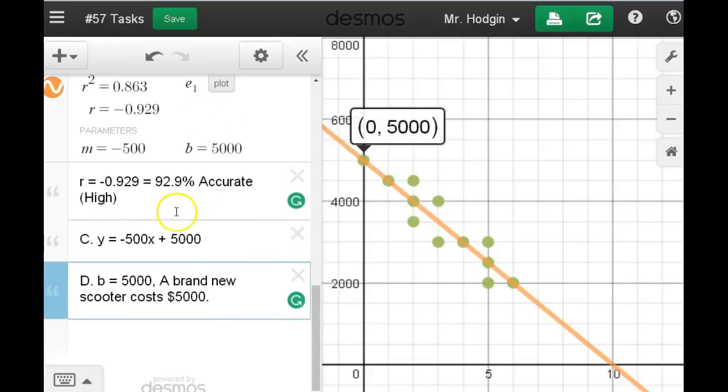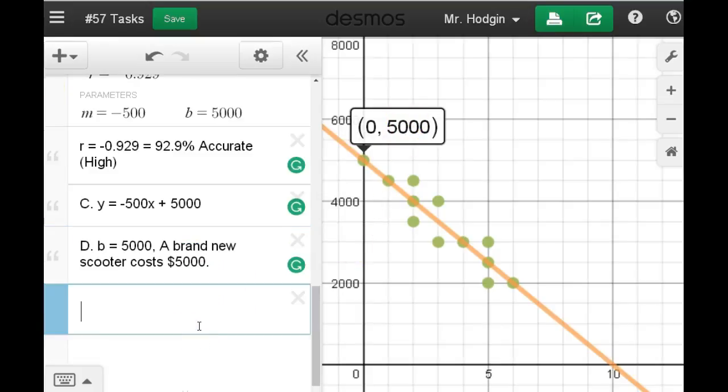The computer will usually give you all the answers, but if you don't know what it means, like an R of 0.929 means 92.9%, it doesn't matter that they give you the answer. Same thing here. If you get a y-intercept of 5,000 and you don't know that means 0 years old, $5,000, it's kind of meaningless.